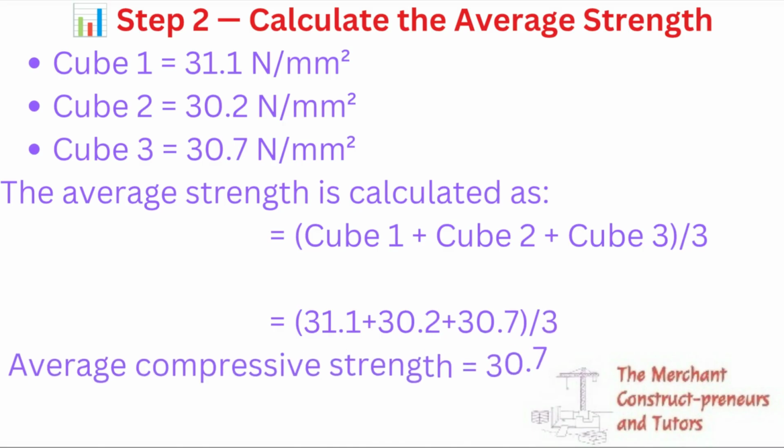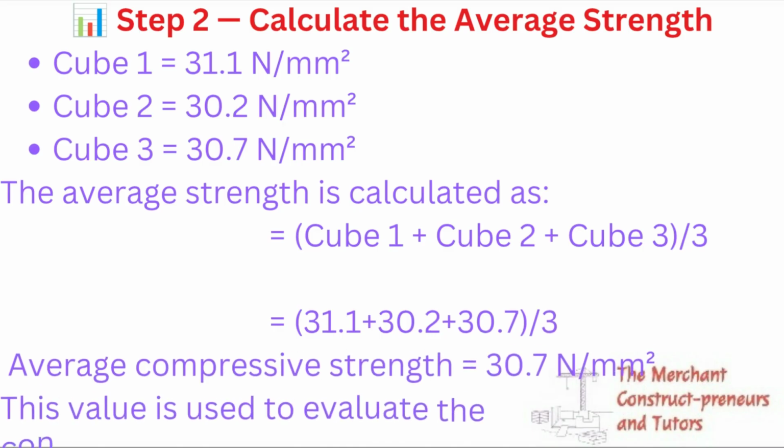So step two, we need to calculate the average strength. Cube one, the strength is 31.1. Cube two, the strength is 30.2. Cube three, the strength is 30.7 Newton per millimeter square. Then the average strength is cube one plus cube two plus cube three, divided by 3. Once you solve that, the average strength is 30.7. This value is used to evaluate the strength, right? So once you have this, you are sure that you've gotten your strength.